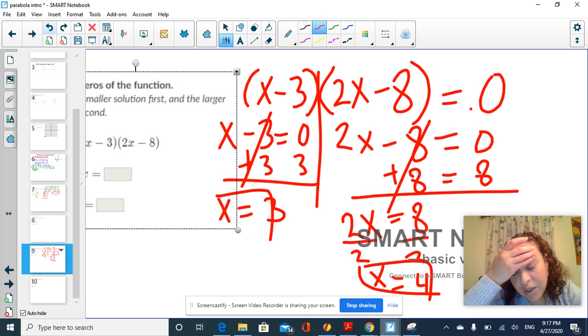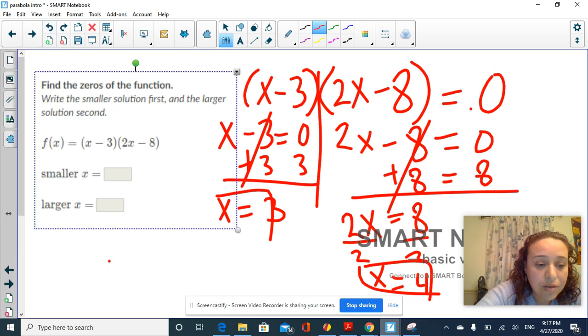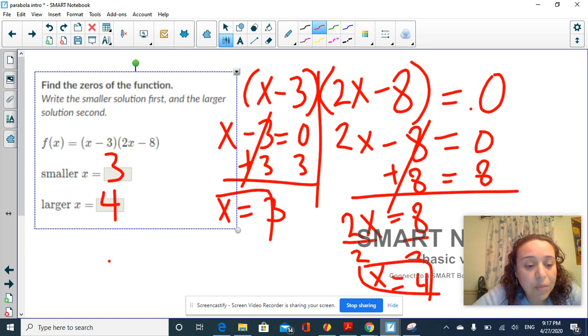X equals 3 and x equals 4. Write the smaller one first. The smaller x is 3 and the larger x is 4. That means we can plug in x equals 3 or x equals 4, and at these values of x, the function will be 0.